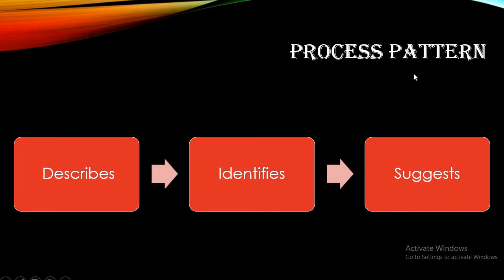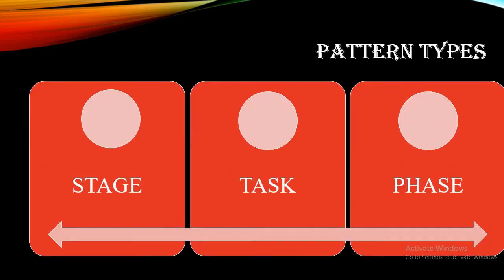So what is a process pattern? It describes a process related problem that is encountered during software engineering work, it identifies in which environment the problem has been encountered, and it suggests some proven solutions to the problem. Simply, in general terms, I can say that a process pattern will provide you with a template, and that is all about process pattern. This process pattern is of 3 types, namely stage pattern, task pattern, and phase pattern.